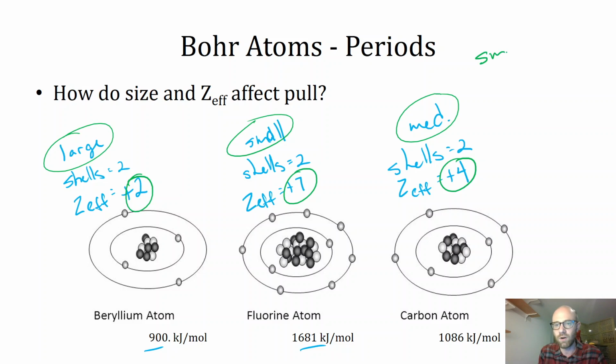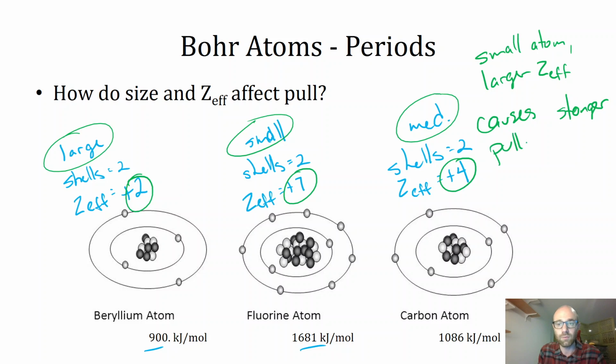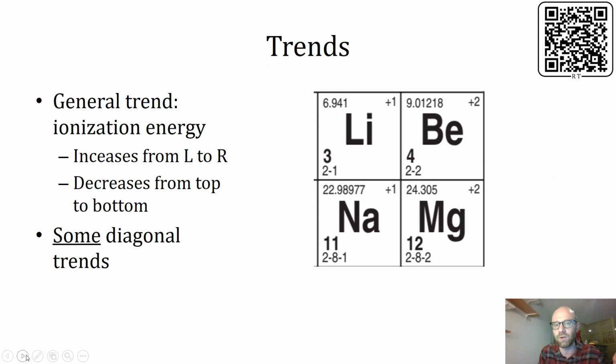So a small atom, but also a larger effective nuclear charge, causes a stronger pull on the electrons, which would then yield a high ionization energy. So I guess if you wanted to look at it this way, you would predict, based on this ionization energy, that beryllium would be more reactive potentially than carbon when it comes to removing electrons. So that's also a good idea to keep in mind to tie it back to what we were seeing before.